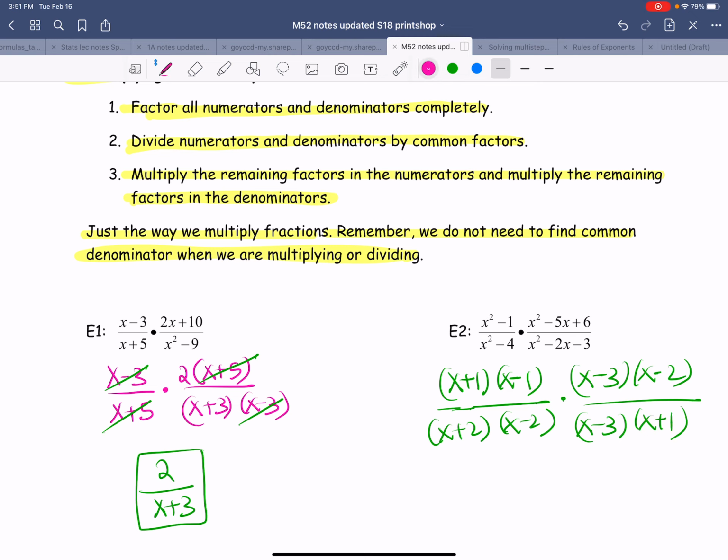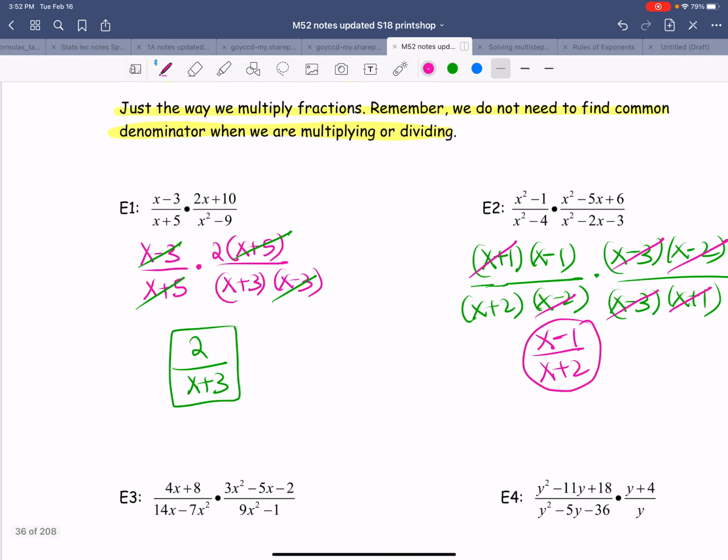Okay. Now once all expressions are factored, we're going to cancel the common factors between numerator and denominator. Your factoring skills must be very solid in order to proceed with this chapter. Otherwise, you will struggle if you don't recall your factoring skills. x plus 1 and x plus 1 can be canceled between numerator and denominator. x minus 3 and x minus 3 is gone. x minus 2 and x minus 2 is gone. And we are just left with x minus 1 over x plus 2. And that's our final answer.